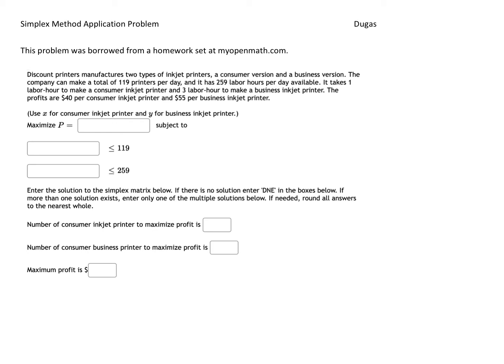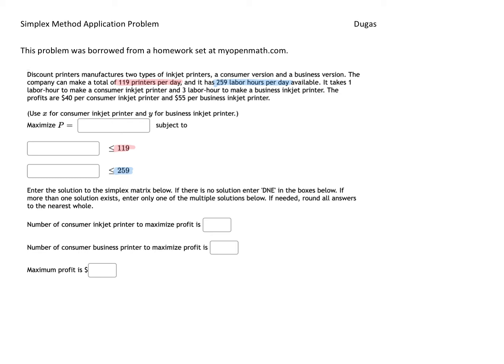The other thing is, in real life, we know that we have constraints. In this problem, we have the constraint that they can only make 119 printers per day. So that's the most they can make per day. And they also have the constraint of labor hours, so they can only have 259 labor hours per day. They have to stay within those constraints. We can see that below we have 119 shown as a constraint, and 259 shown as a constraint. So that makes sense in this context.